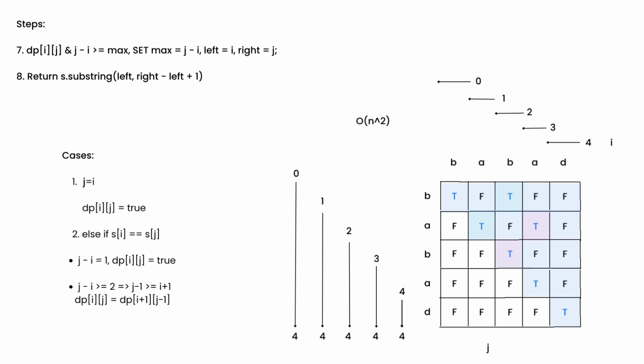Else if j minus i is greater than or equal to 2, we can rewrite it as j minus 1 greater than or equal to i plus 1. We need to check whether dp[i+1][j-1] is palindromic or not, hence we will equate this to dp[i][j]. For each iteration, we will update i and j if dp[i][j] is true and j minus i is greater than or equal to the current max. dp[i+1][j-1] means the next cell in the right diagonal.